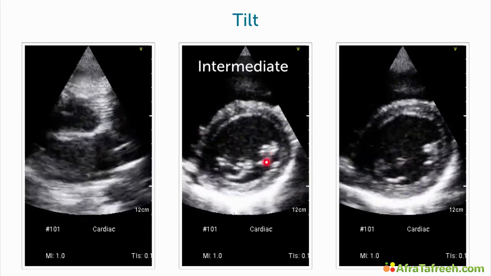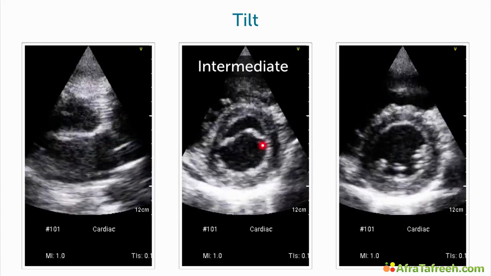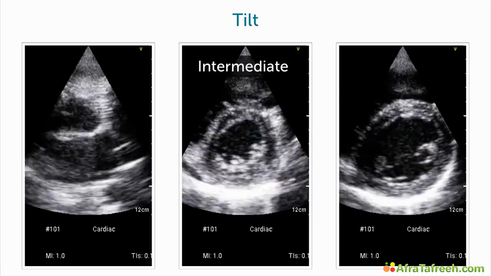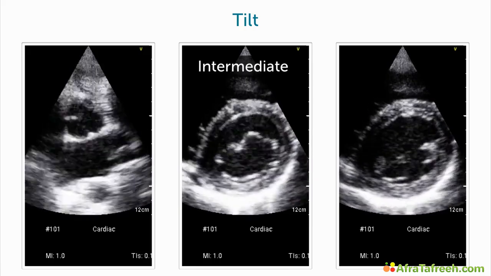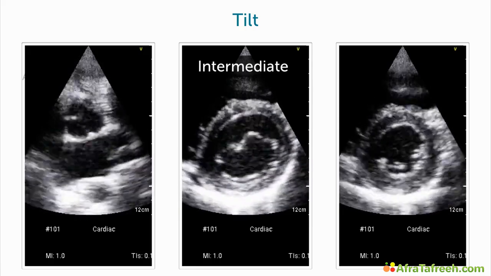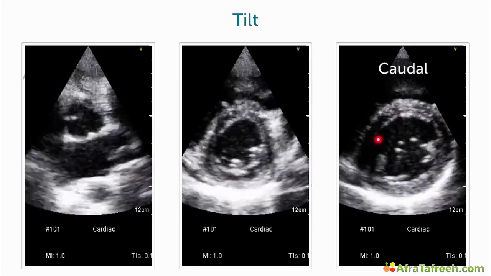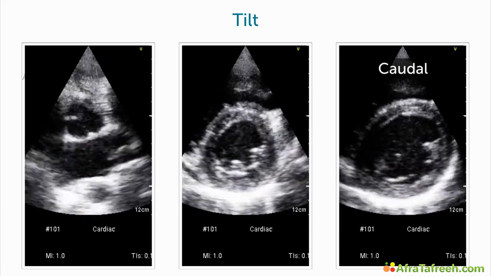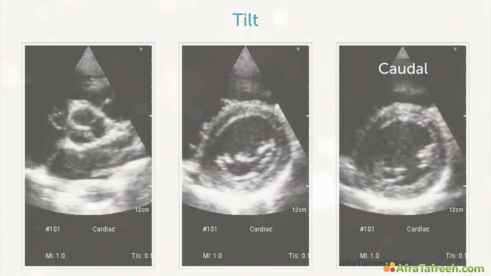Here would be an intermediate view where you're actually looking at the level of the mitral valve. This structure here, which opens like a fish mouth, is the mitral valve. Here, you should not look at left ventricular function. Rather, you should tilt more caudally so that you get a ventricle which looks like this, where you do not see the entire mitral valve in your field of view.